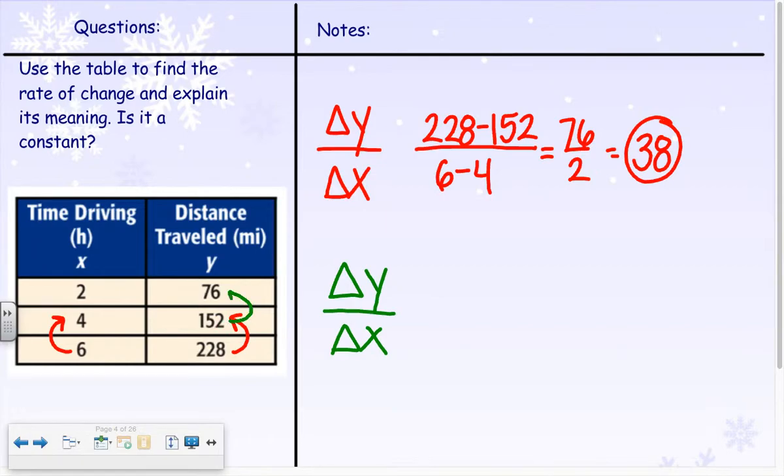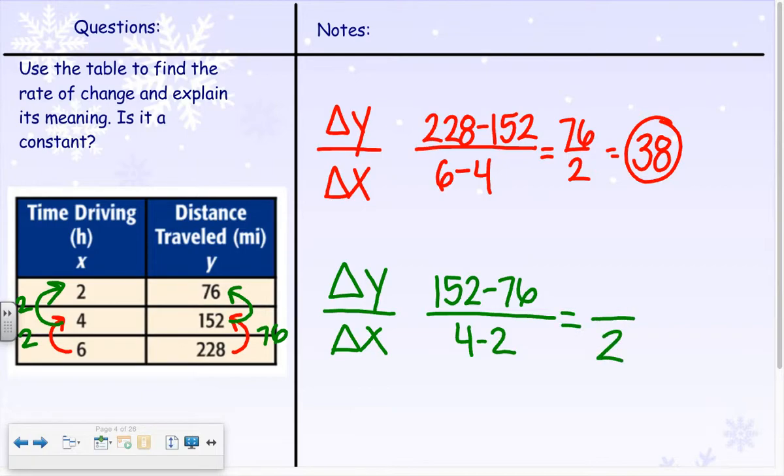So 152 minus 76. I got 76 here, and then from 4 to 2, it's 2. 152 minus 76 is 76. So that would again be 38. So both of these had the same rate of change, therefore it is constant.